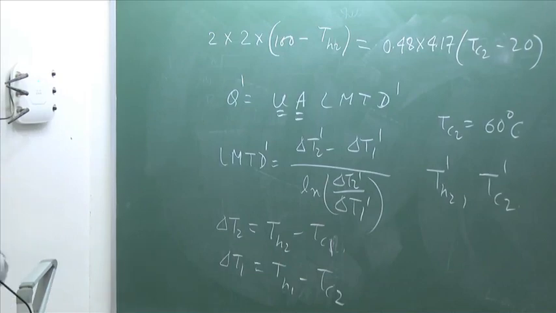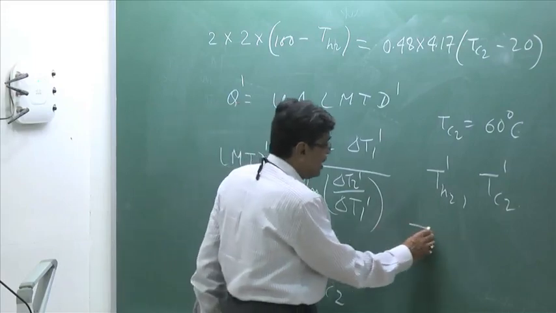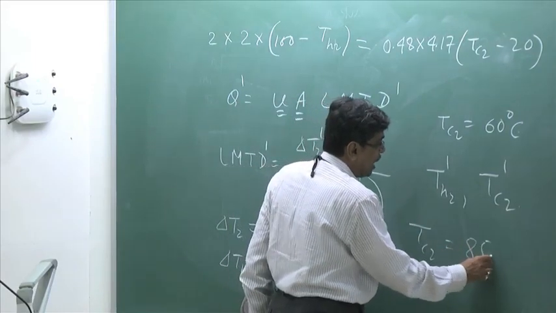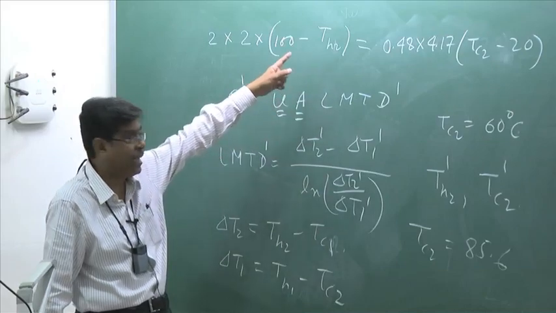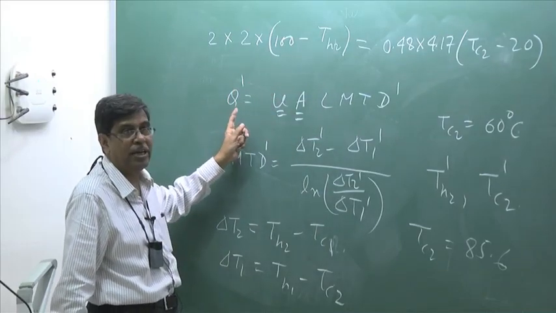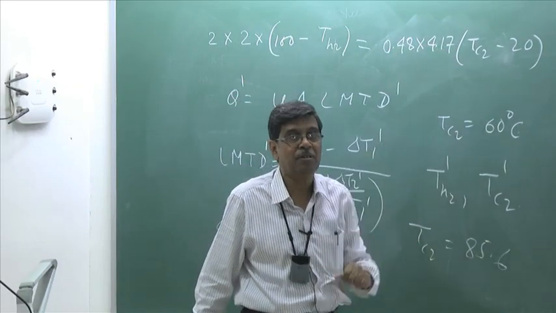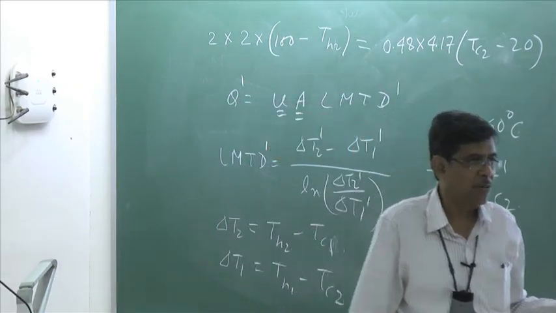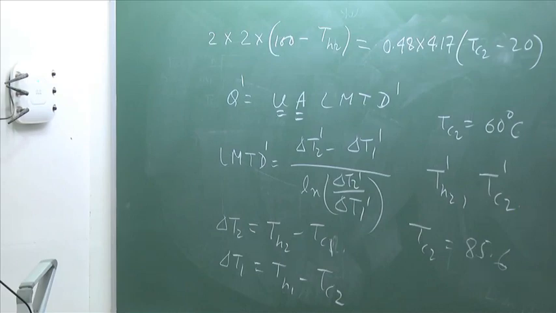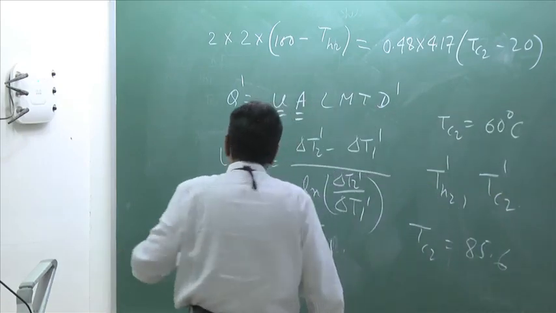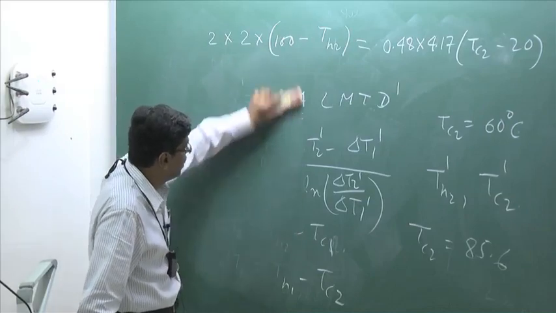And finally, depending upon your guess value, if one gives a guess value by the magic of PC Sarkar, 85.6 degrees Celsius, then he does not have to do any iteration. He will get a value of TH2 and LMTD, and accordingly Q, which will exactly match this value. But it is very difficult. Only a magician can do it. So some iterations will be there. But if you solve this problem by the NTU epsilon method, therefore we see this is a tedious method.